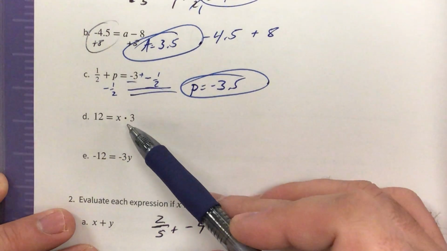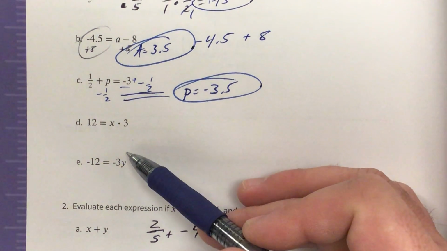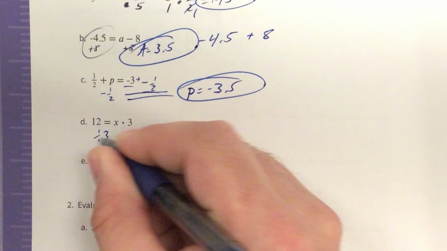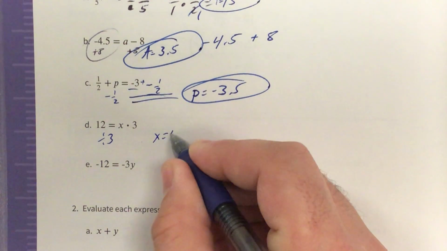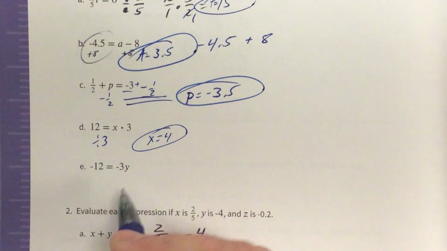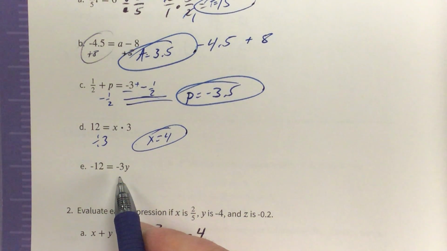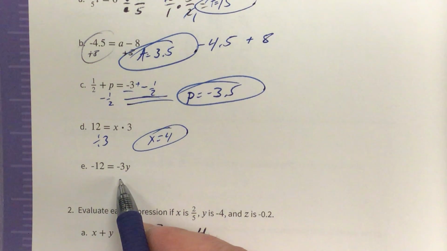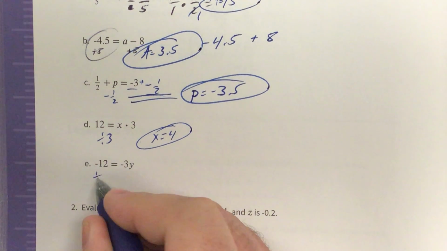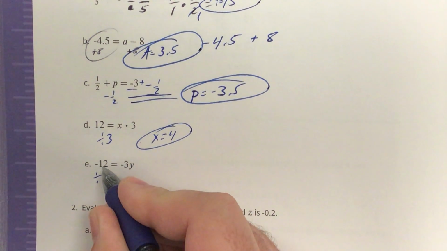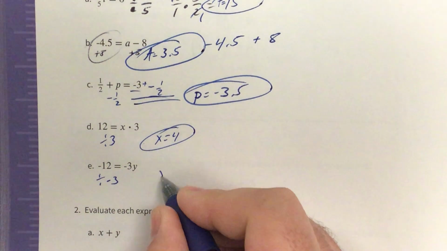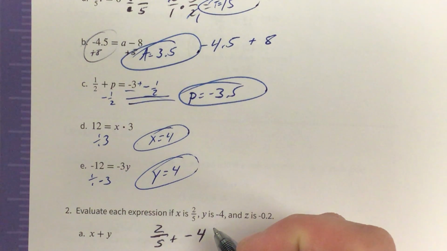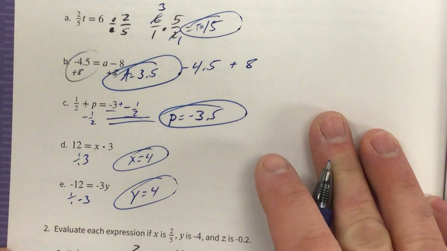Next one again. Right now I'm taking the variable times 3. The opposite of times 3 is divide by 3. What's 12 divided by 3? 4. Again, looking at what's happening to the variable here. Right now I'm taking y times negative 3. The opposite of times negative 3 is divide by negative 3. What is negative 12 divided by negative 3, Chesney? 4. Any questions on those 5?